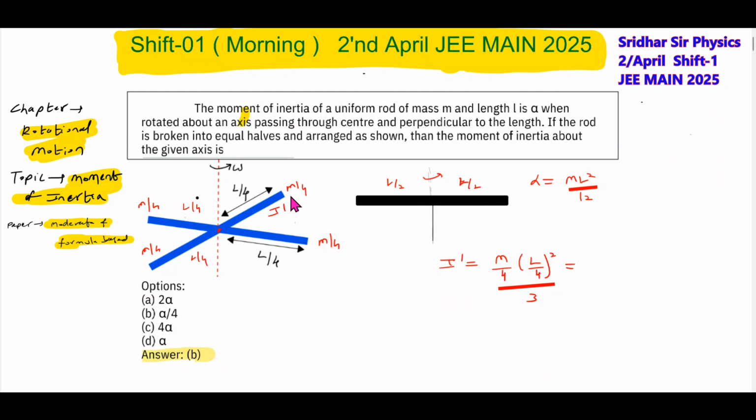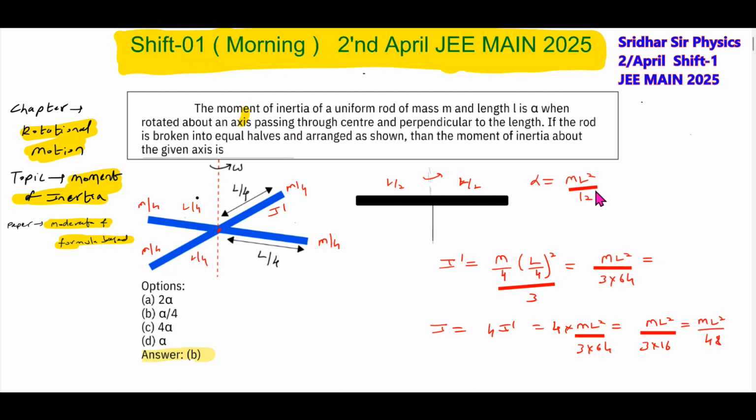There is the mass of one quarter part, about an axis passing through one end. So this will become ml square by 3 into 64. We'll keep it as it is. Now the total moment of inertia of the system will be 4 I dash. Why 4? Because 4 such rods are there. So this will become 4 into ml square by 3 into 64, and 16 will come, so this becomes ml square by 48.